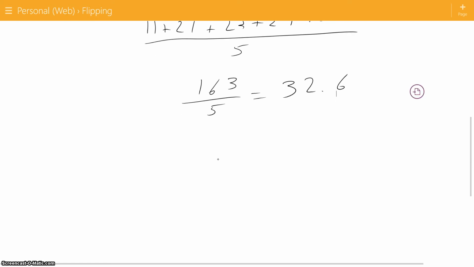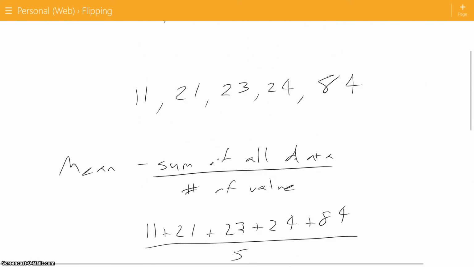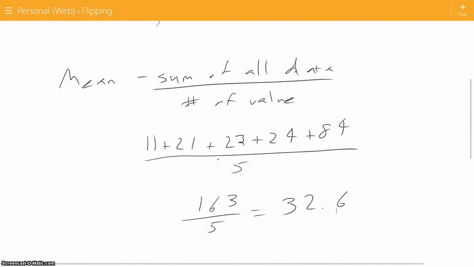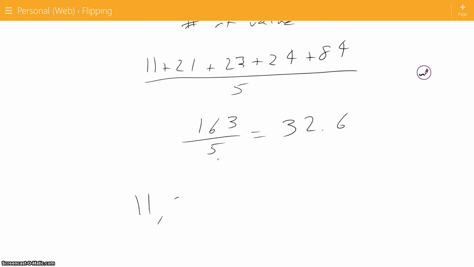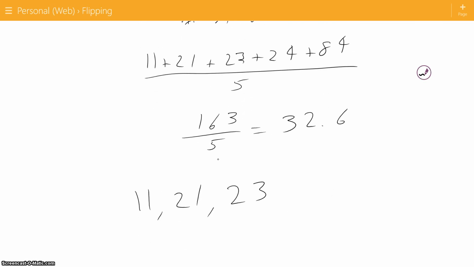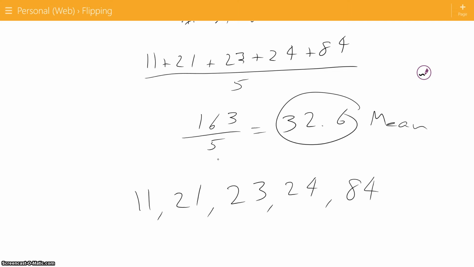Median is a little bit, in some ways simpler, in some ways it can be a little trickier. Let's take these same points, 11, 21, 23, 24, and 84. Okay, and I'm just going to mark this one here. We're going to come back to it. This is our mean.